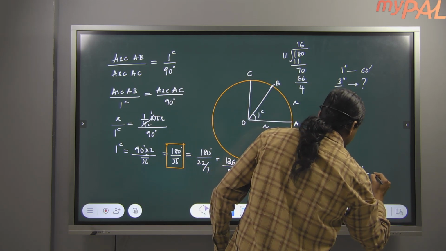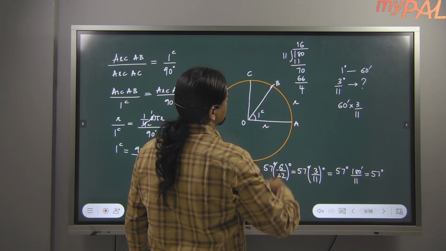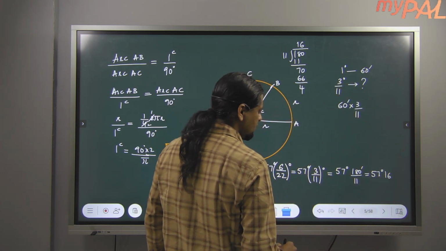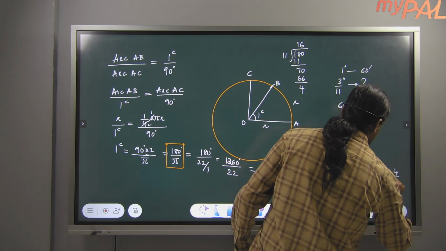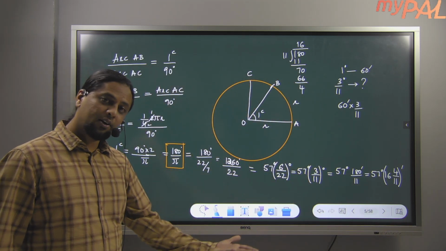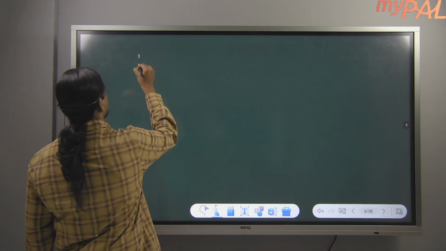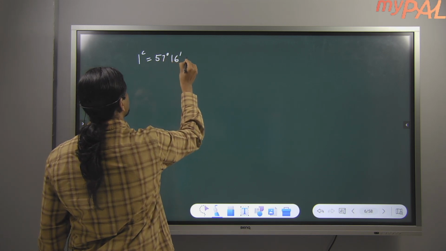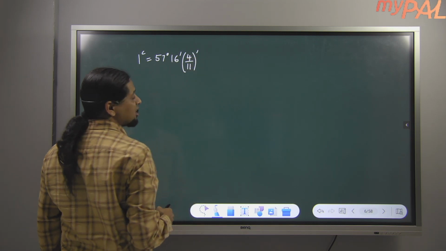So I can write it as 57 degrees, if I write it in the form of a mixed fraction, 16. And what about the fraction left? It's going to be 4 by 11. This is in terms of minutes. I can convert it into seconds. I can convert 4 by 11 into seconds. So I have 1 radian equal to 57 degrees, 16 minutes, and 4 by 11 of a minute, which can be converted into seconds.